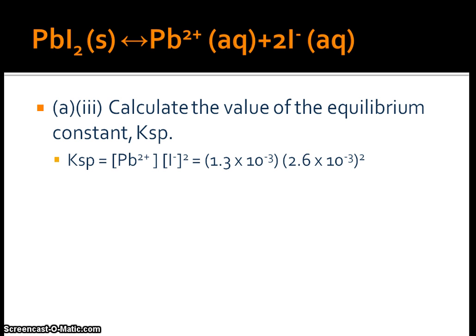So now you're going to do 1.3 times 10 to the negative third times 2.6 times 10 to the negative third squared. And that will give you 8.8 times 10 to the negative ninth.